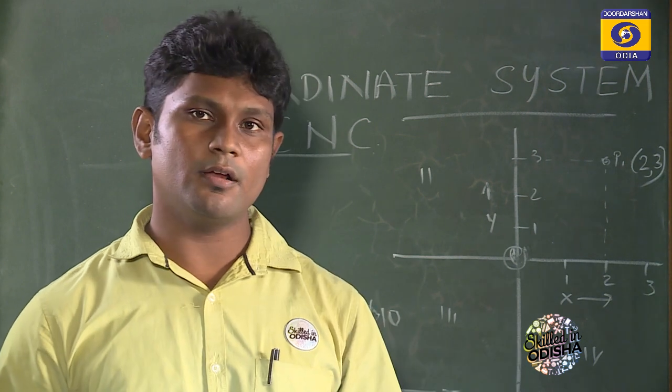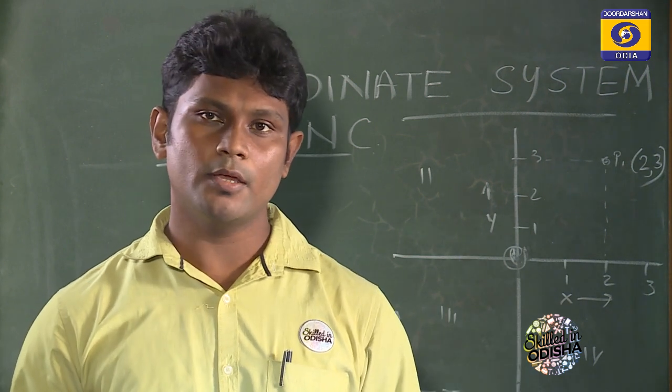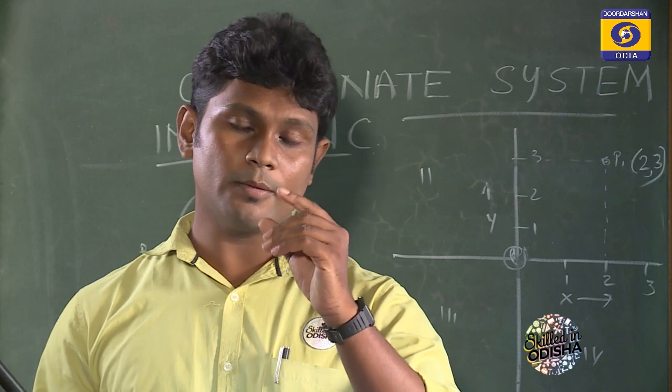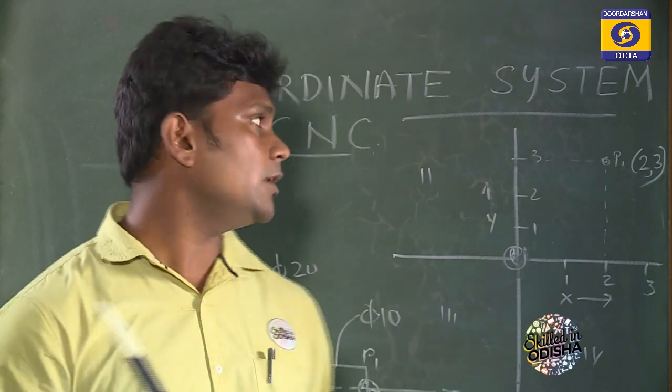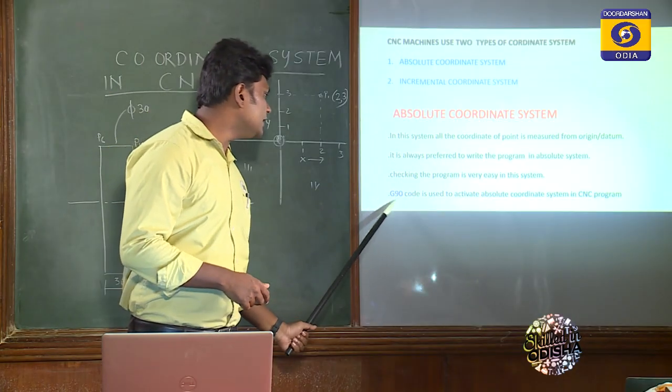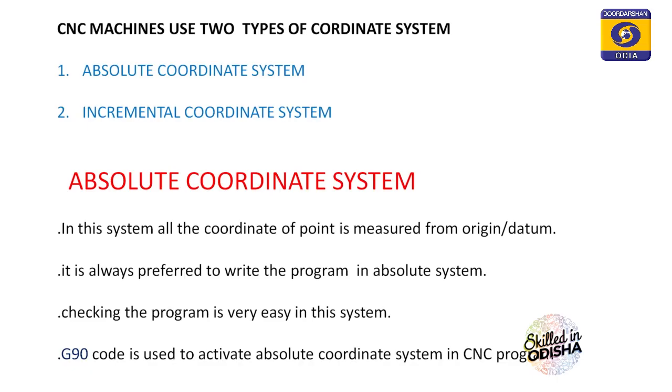Whenever we are using the absolute coordinate system in the part programming, we have to write a code in order to activate it. That is the G90 code, which will be used to activate the absolute coordinate system. Otherwise it will not be activated. And using this absolute coordinate system, it will be very easy to check the program.